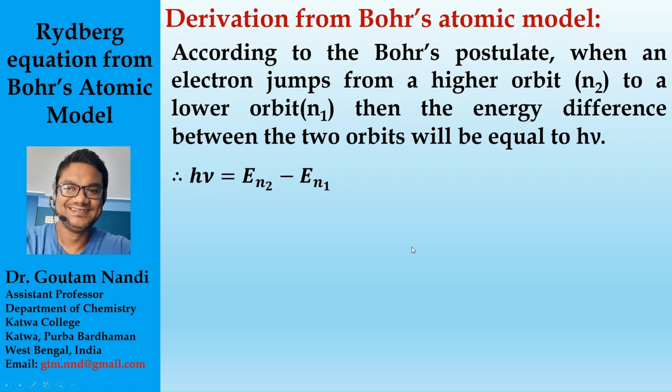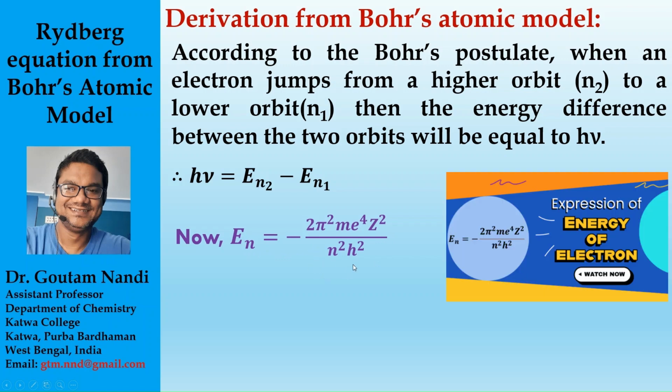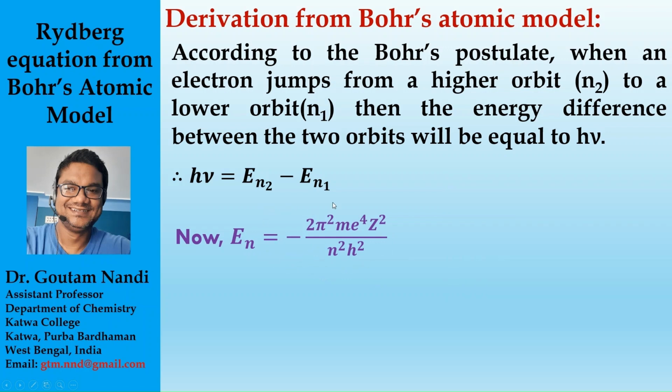Now, again we know that the energy of an electron in the nth orbit is −2π²me⁴Z²/n²h². I have already derived this expression in some of my last videos. If you are interested, you can go through that video as well. Anyway, we will replace the En2 and En1 values with this expression.